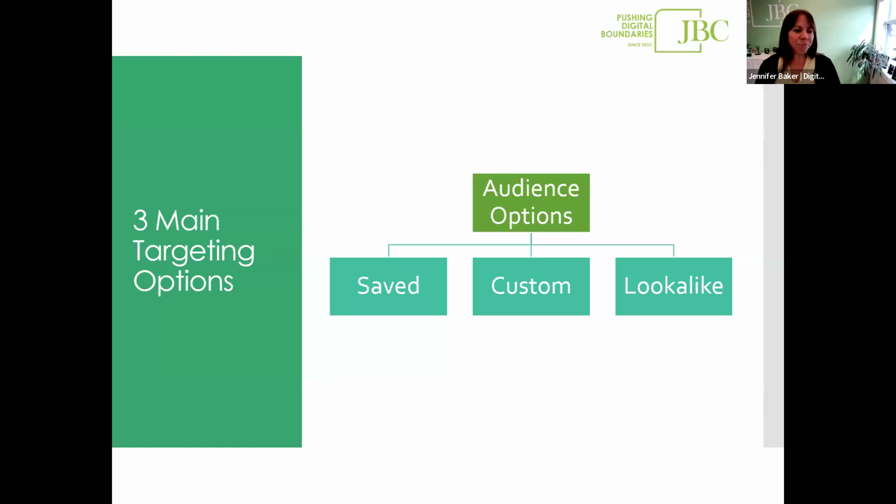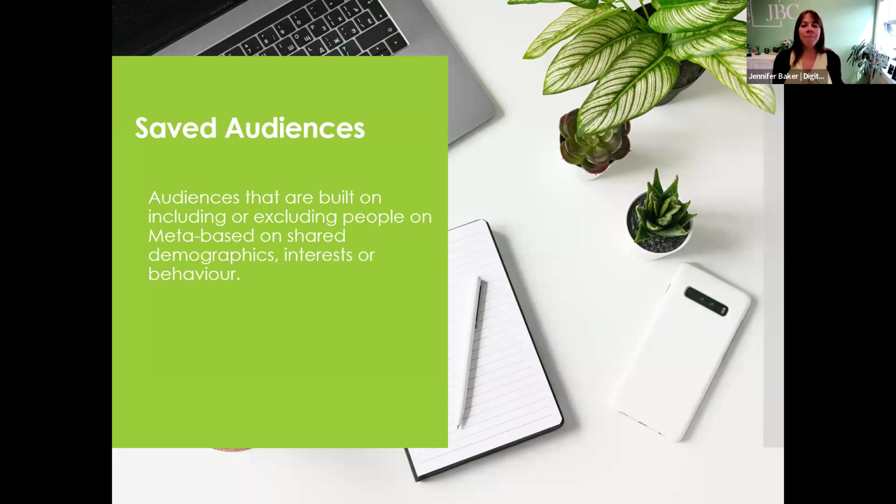So within Meta, there are three main targeting options that you are presented with. The first one is called saved, which I feel is a very strange word. I'll explain that in a moment. The second is called custom. And the third is called a lookalike audience. So let's go in and see what these look like.